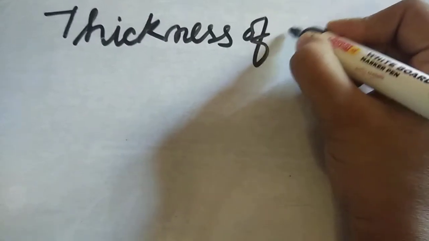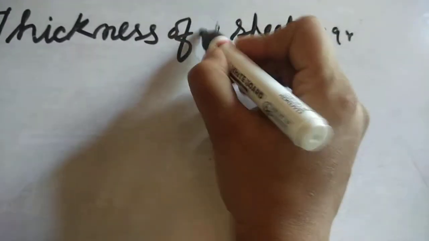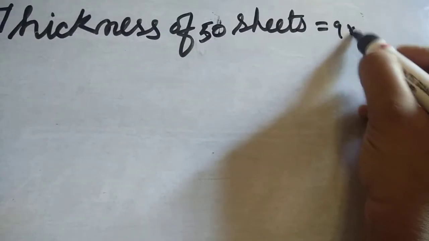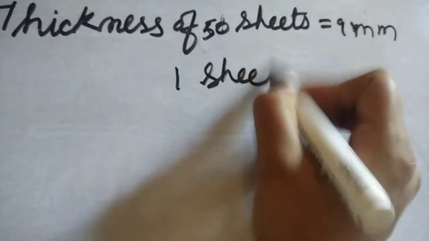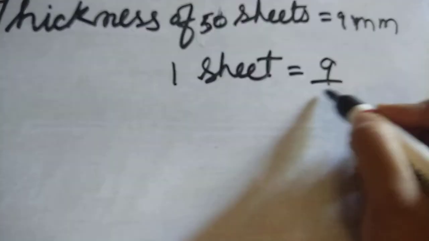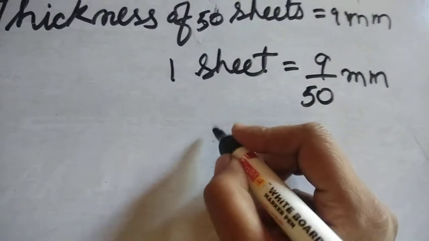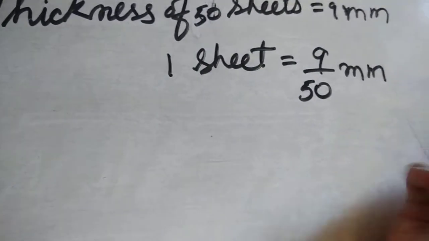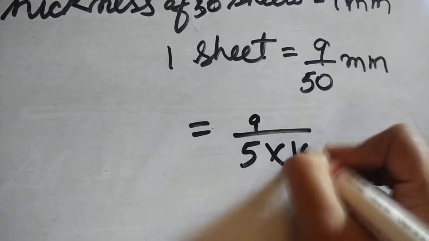Thickness of 50 sheets equals 9 mm. So we have to find out one sheet thickness. One sheet thickness becomes 9 upon 50 mm. We can also convert it to centimeter and write like this.